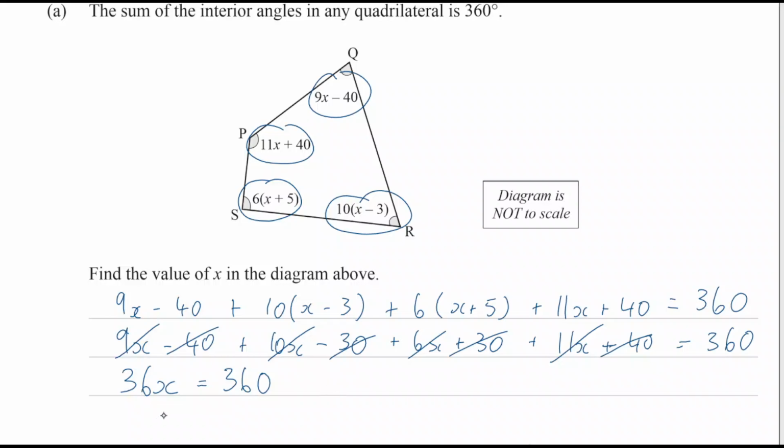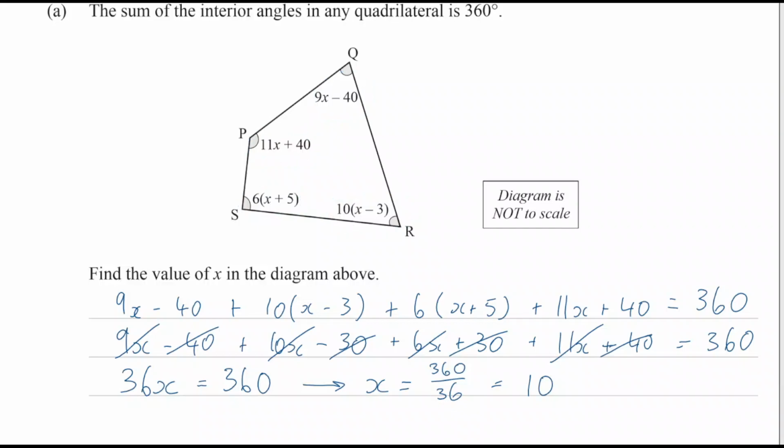And finally, 36 times what is equal to 360? Or in other words, we'll divide both sides by 36 to give us x equals 360 divided by 36, which is equal to 10. So if we substituted in 10 for all of these x's, we could find out each of the angles. And then if we added up all those angles, they would equal 360 degrees because we specified that in our equation.